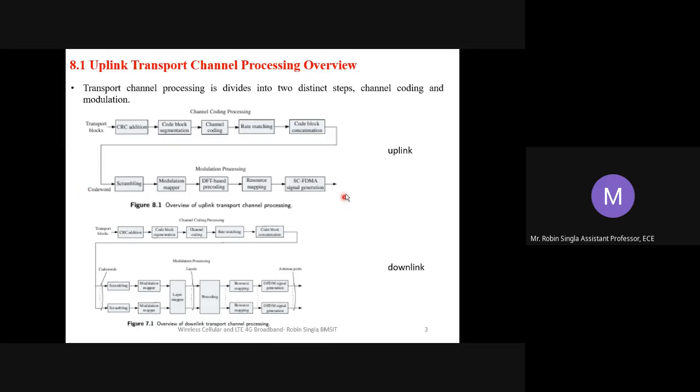If you see modulation processing, you will see some differences. Here only one code word is coming, whereas in downlink multiple code words are coming. Then scrambling and modulation mapper are the same. But downlink has layer mapper and precoding, and uplink does not. An additional thing in uplink is DFT based precoding, which is not there in downlink. Then resource mapping and SC-FDMA signal generation, whereas in downlink we have OFDM signal generation. So modulation processing is a little bit different from the downlink modulation processing.